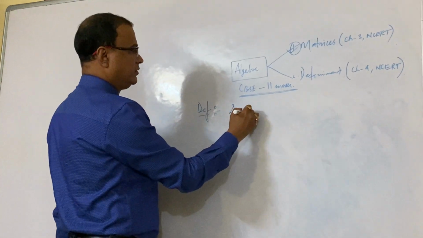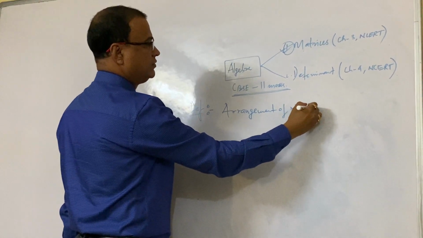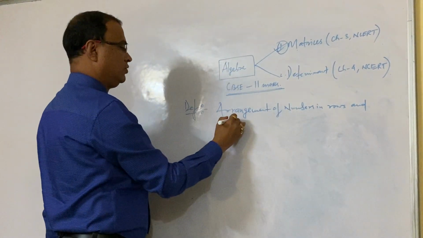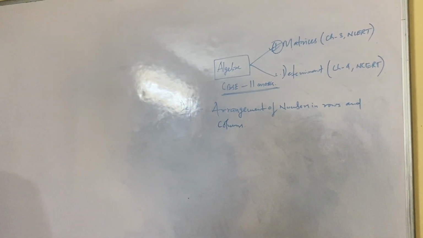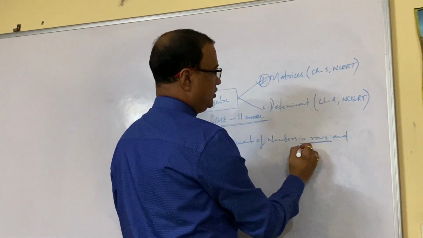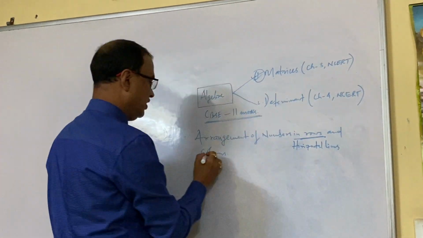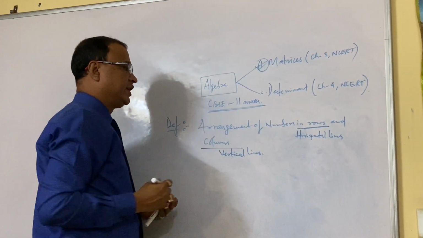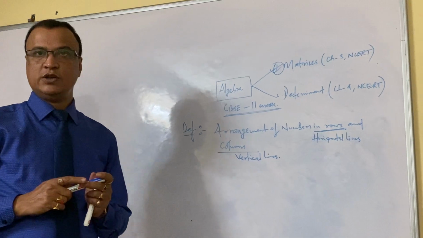It is nothing but an arrangement of numbers in rows and columns, or an arrangement of numbers in horizontal and vertical lines. Rows mean the horizontal lines, and columns mean vertical lines. This is the simple definition of a matrix. If you arrange numbers in horizontal lines and vertical lines, this arrangement is called a matrix.